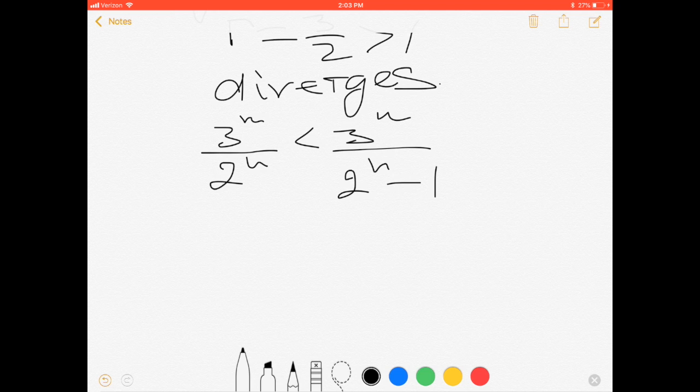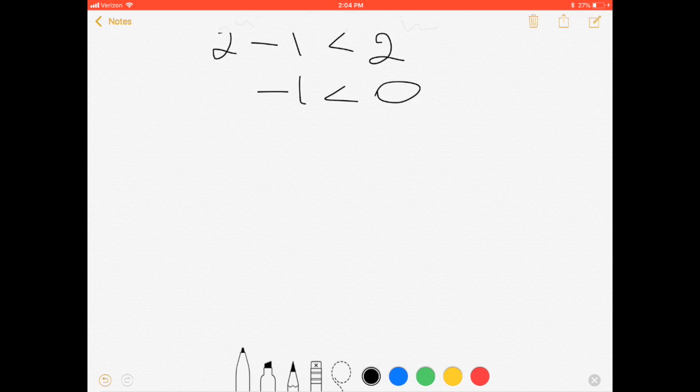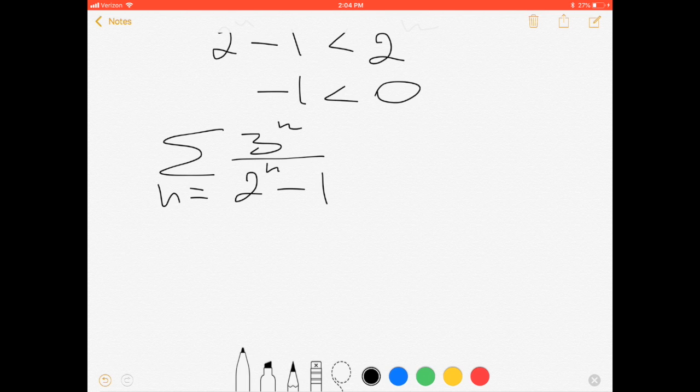Because the numerator is the same, this means 2 to the power n minus 1 needs to be less than 2 to the power n. Which fraction is greatest? The one with the lower denominator. This means here we have a lower denominator. And this means -1 is less than 0. True? True. What did we build, or what did we prove? We prove our series, 3 to the power n over 2 to the power n minus 1, from 1 to infinity, diverges.